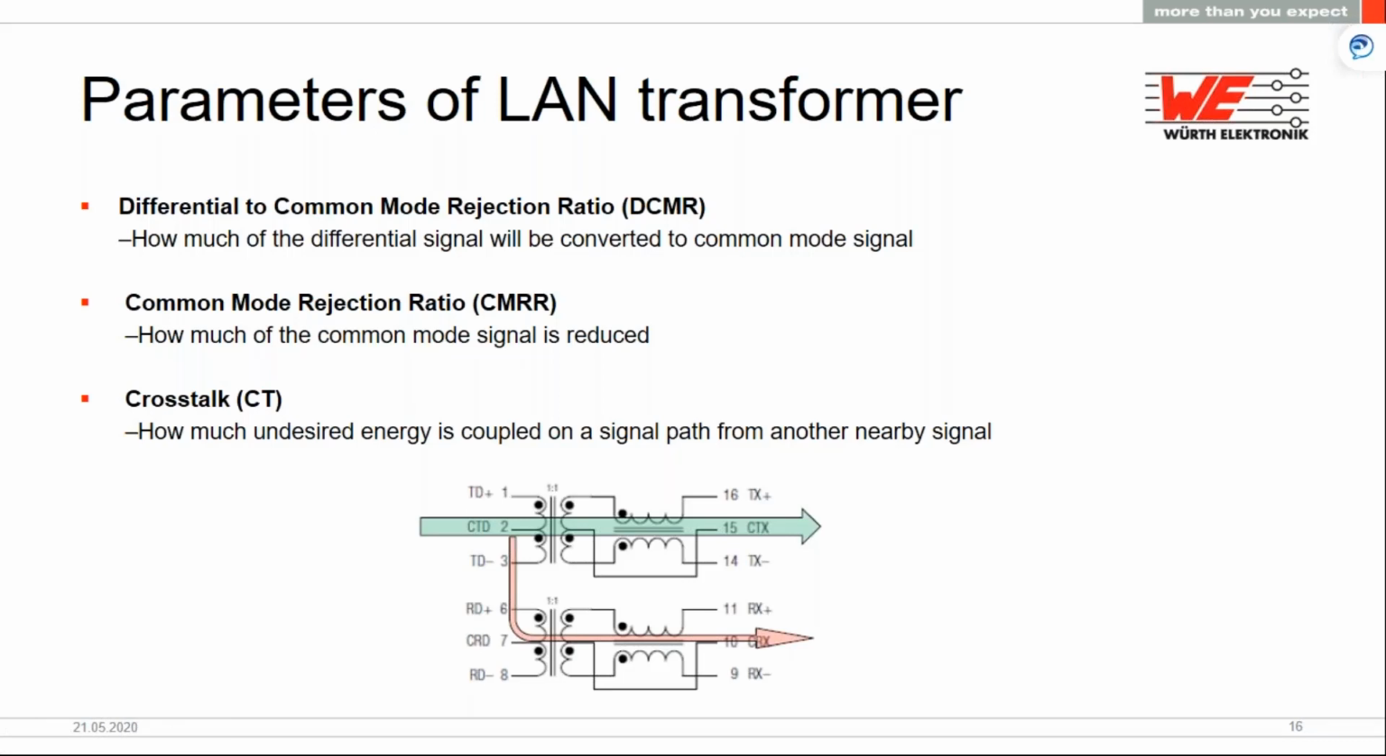Lastly, the property to look for is crosstalk, which is the amount of energy that is coupled on a signal path from another nearby signal. For example, if we have two signal paths which are very, very close to each other, it's very likely that we'll see interference of signal in between these two paths, and crosstalk simply gives us the measure of that.